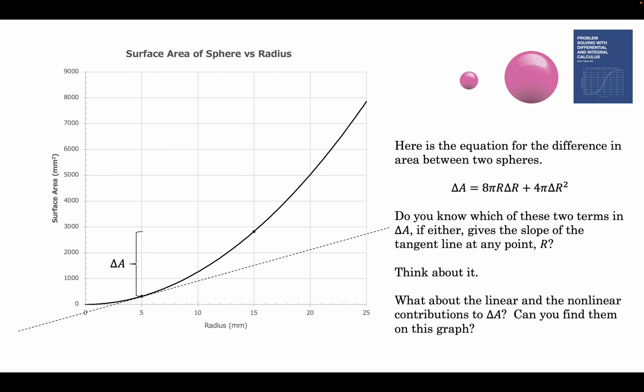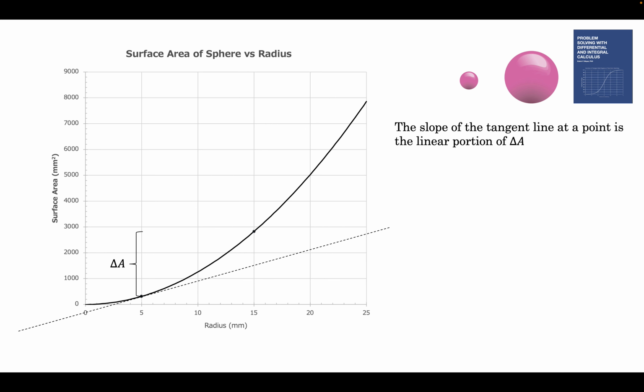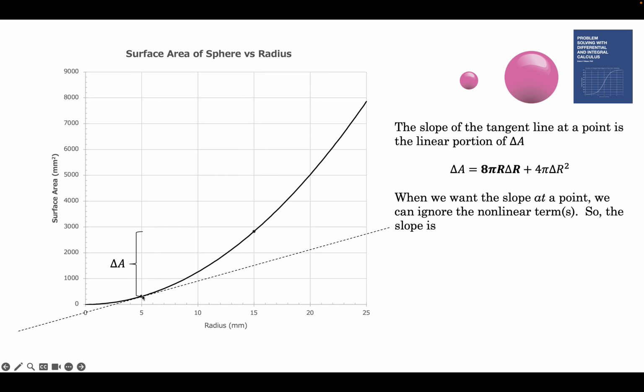What about the linear and nonlinear contributions to delta A? Can you find them on the graph? So the slope of the tangent line is the linear portion of delta A because it's a straight line. So we could ignore this term because we're really close to the point. We're getting the slope at the point. So we ignore this term and we just put the delta r in the bottom. We got delta A over delta r. Delta A is the rise. Delta r is the run. And the slope is 8 pi r.